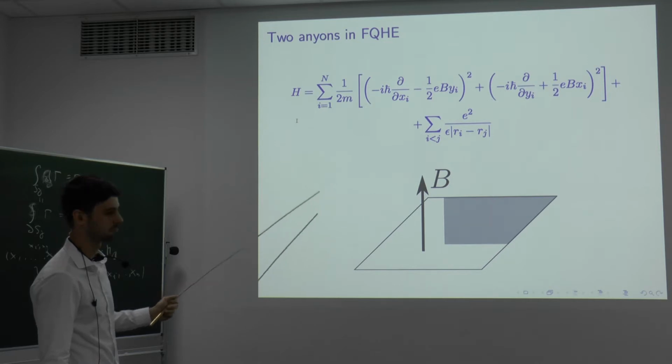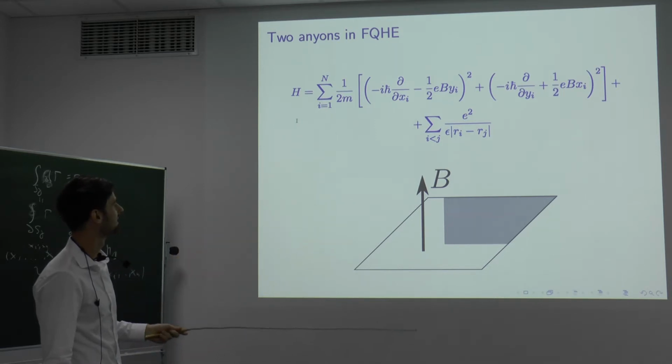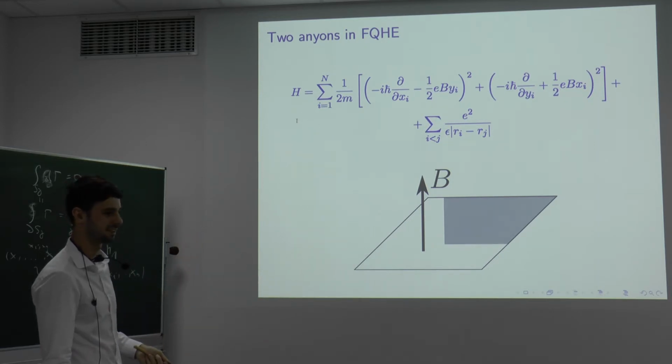No, this is the Hamiltonian for electrons. It's not a Hamiltonian for anyons. There are no anyons in nature. No, they don't exist. Well, it's written two anyons. No, this is the Hamiltonian for electrons. So we will obtain it for many electrons on a plane with a simple magnetic field.